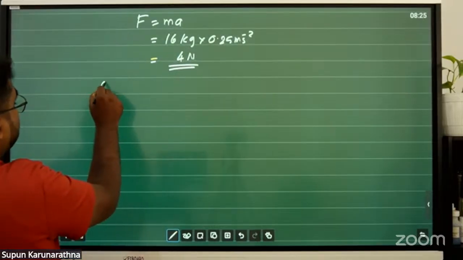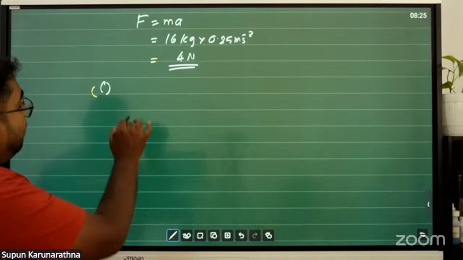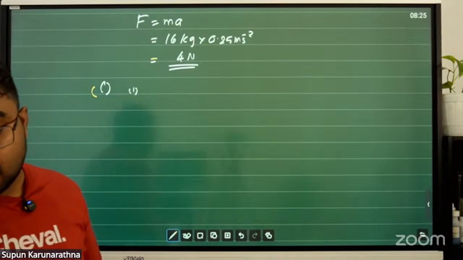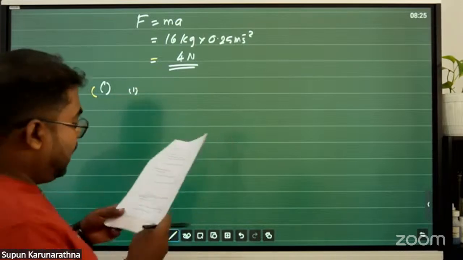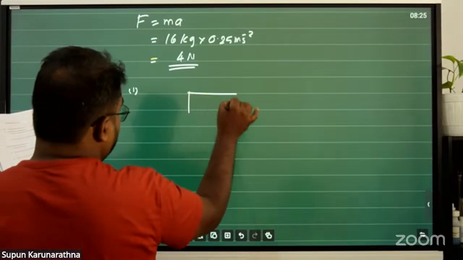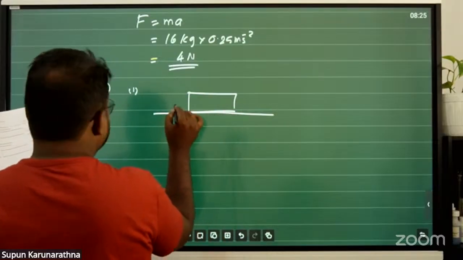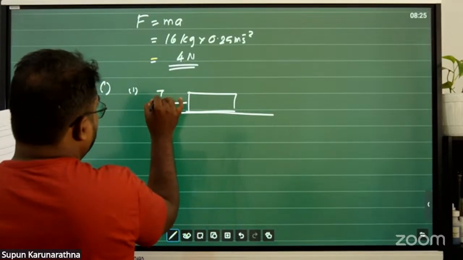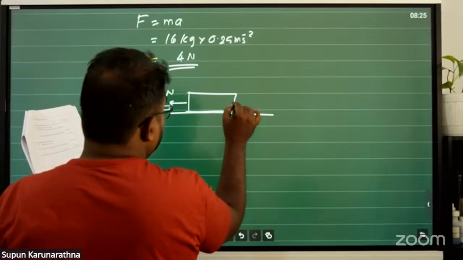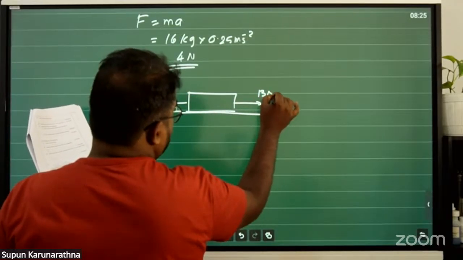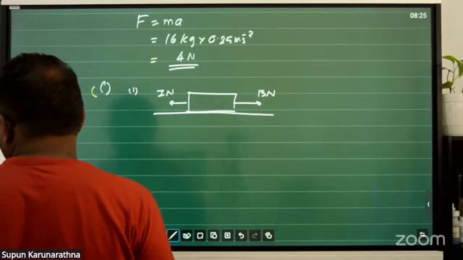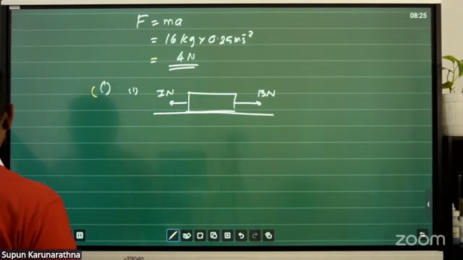Come to the question, part C, Roman number 1. You can see that there is an object on the surface. A 7 Newton force is given in this direction and a 13 Newton force in the other direction. The above diagram represents an object with forces acting on it. This object remains still, in equilibrium, on the surface. Find the force created by the surface.